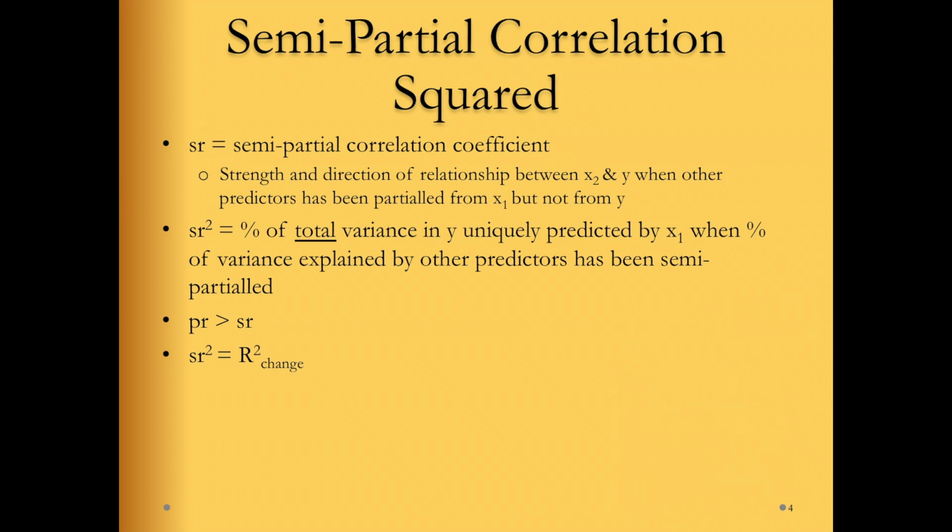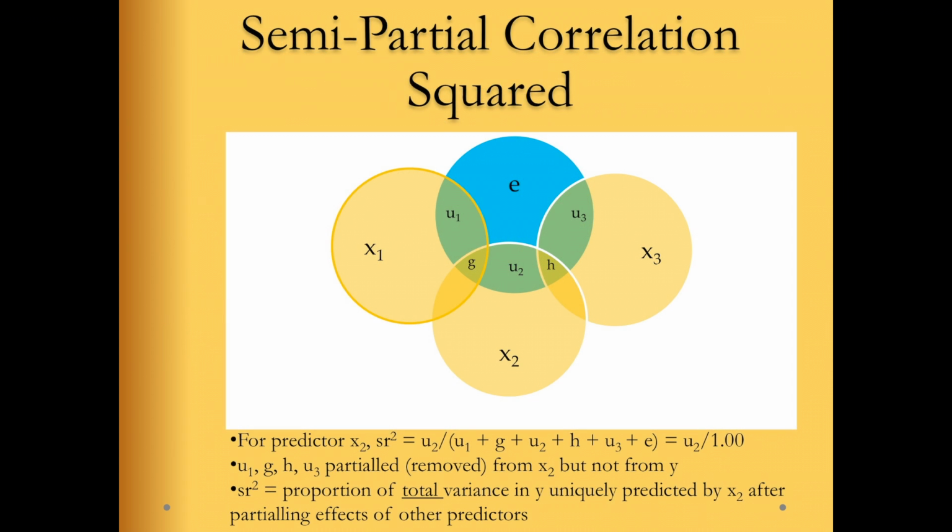While the PR squared, or partial correlation squared, considers only the remaining variance in y, the semi-partial correlation squared considers the total area. Two important relationships: the partial correlation will always be larger than the semi-partial correlation for a variable. Also, the square of the semi-partial for a variable is the change that occurs in big R squared when that predictor is added to the model. Let's try to understand the semi-partial correlation squared by looking at a visual model.